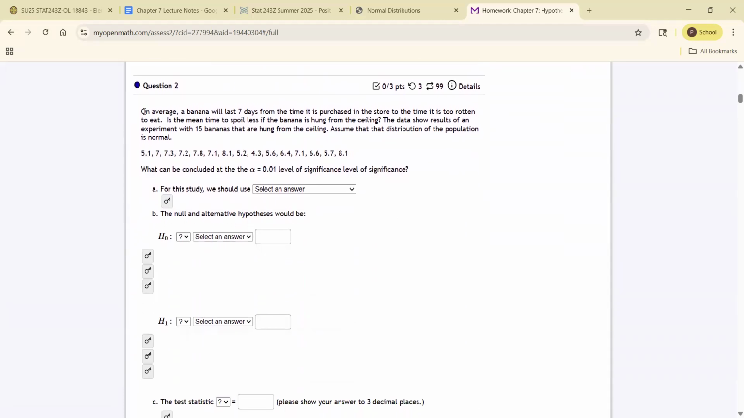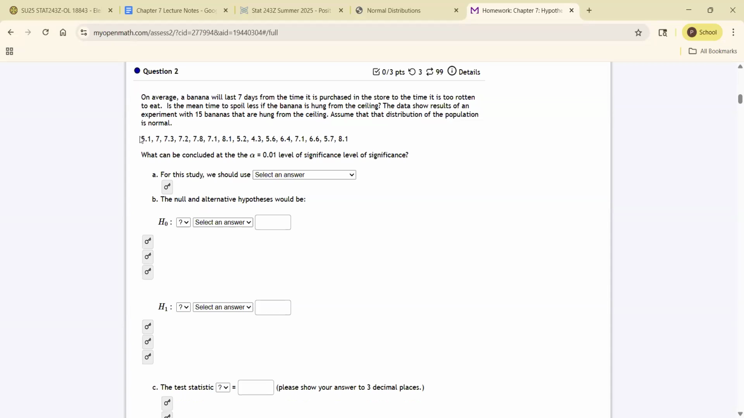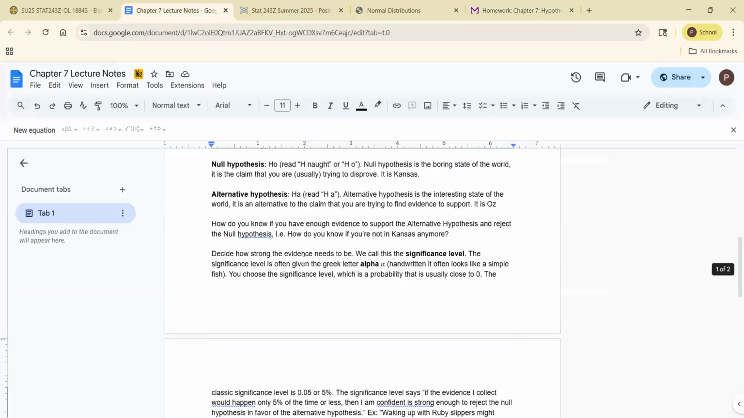So question 2, the claim is a banana will last 7 days from the time it is purchased in the store until it's too rotten to eat. What if we hang the banana from the ceiling? Would it take less time or more time to rot? And so we're going to collect 15 bananas. We're going to hang them from the ceiling. And we have all this data here. And so we're going to develop a null hypothesis and an alternative hypothesis. And it looks like our textbook uses H1, not HA.